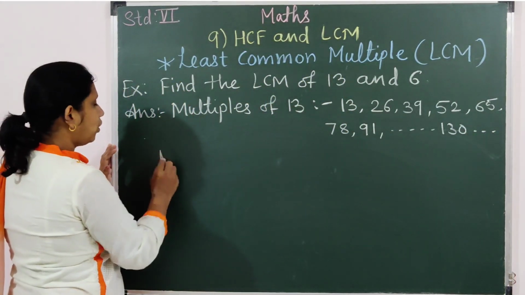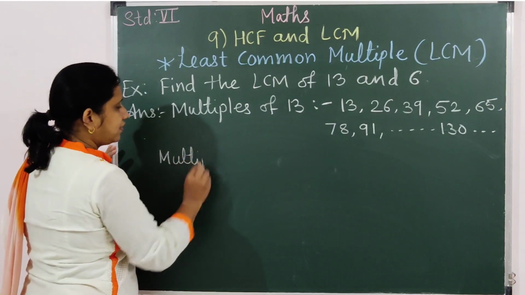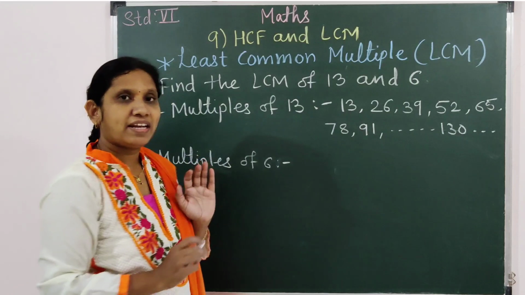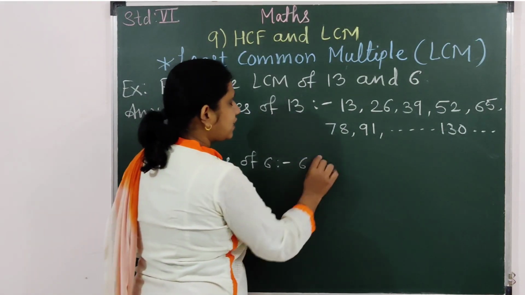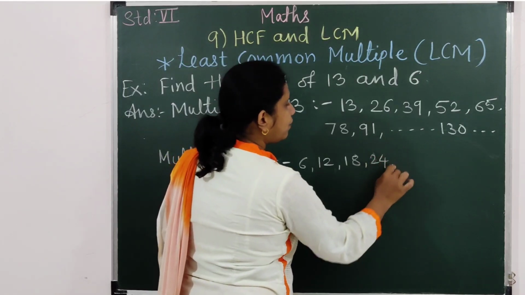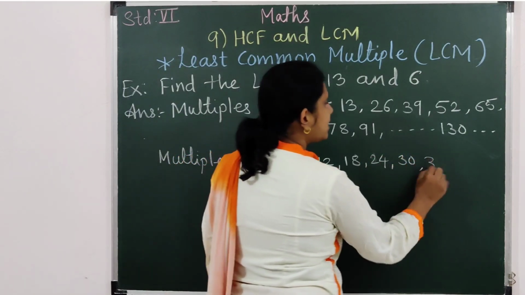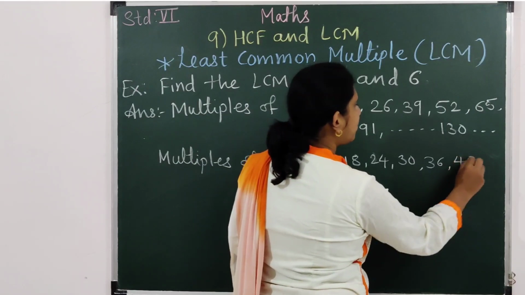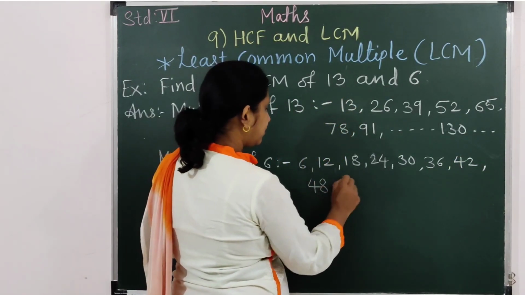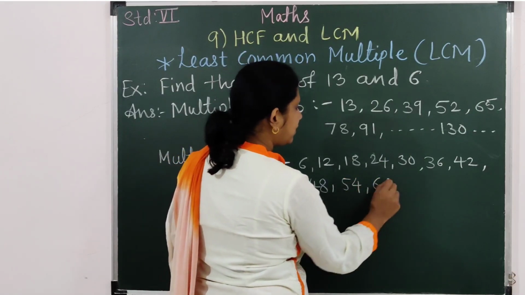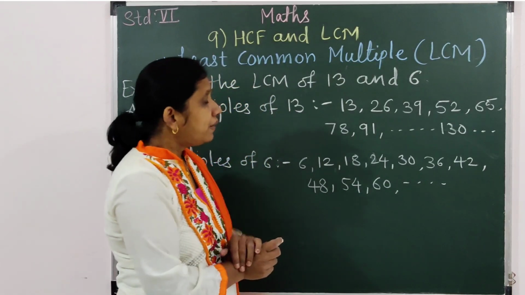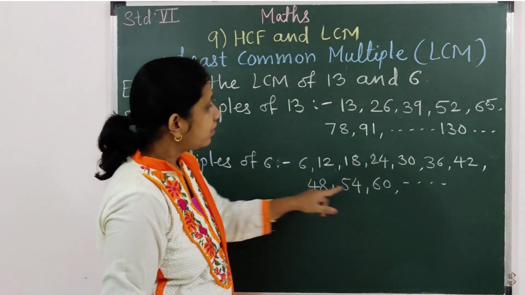Now multiples of 6. That means we'll write the table of 6 again. 6 ones are 6, 6 twos are 12, 6 threes are 18, 6 fours are 24, 6 fives are 30, 6 sixes are 36, 6 sevens are 42, 6 eights are 48, 6 nines are 54, 6 tens are 60, and so on. Children, please have a look at the board.